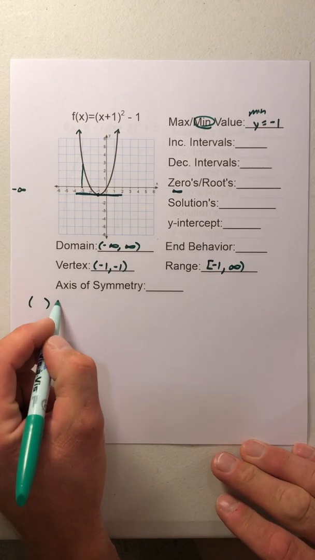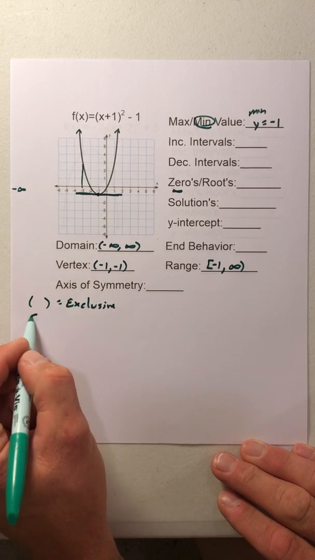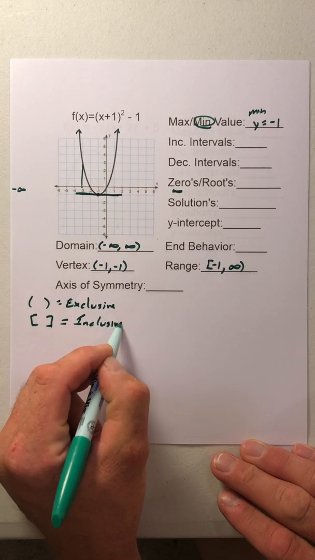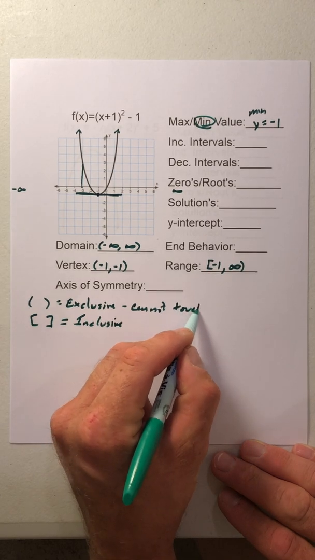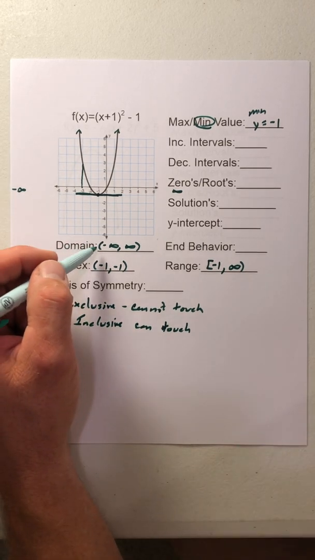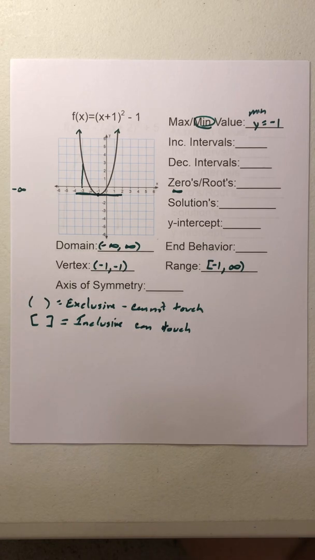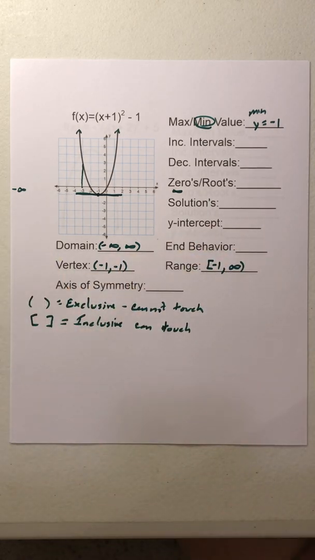Parentheses means exclusive, where a bracket means inclusive. Another way you can think of this is we cannot touch here, and here, we can touch. So if I think about my domain, can I touch negative infinity? Infinity is a concept, it's an idea. It's not actually a number, so we can never touch infinity. We can always go one beyond the highest number that we can think of. So there is no biggest number out there.